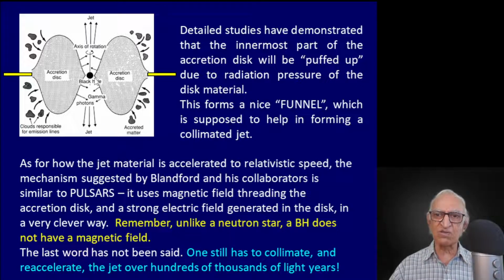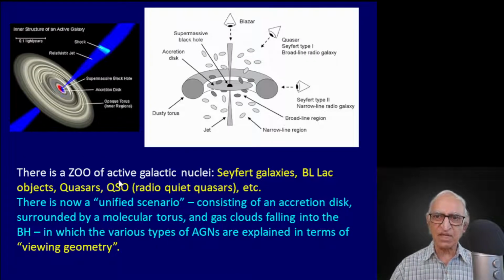The last word on how a relativistic jet is generated and collimated has not been said yet. One still has to collimate the jet and re-accelerate the jet over a distance of 1,000,000 light years before we can explain the radio lobes and the hotspots of radio galaxies. So that problem still remains to some extent, but we shall not digress to discuss that problem. Now, as I said in the previous lecture, there is a zoo of active galactic nuclei, all powered by supermassive black holes. They go under various names and they have various properties.